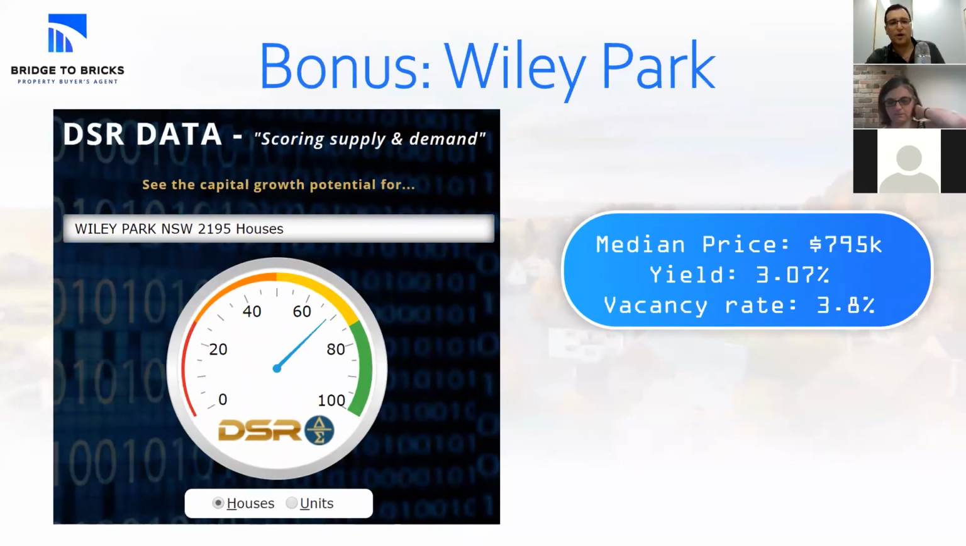I'll give you a bonus area that I like, and it's largely based on 2 factors. So one is the demand significantly outstrips supply. So you can see in the DSR chart there on the left, Wiley Park has got very good demand supply profiles. It's also quite affordable. So we're talking about houses, not units, of course, at a median price of 795,000 and a yield of 3.1%. It's pretty good. Now the vacancy rate looks pretty high there, about the average for Sydney, but it's a bit of a bonus pick.